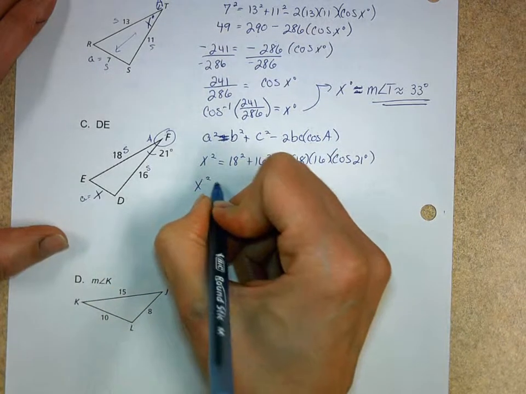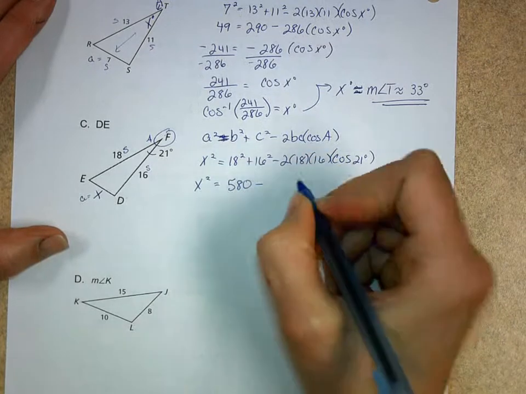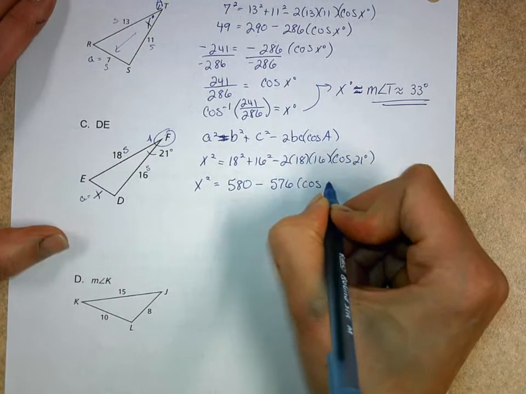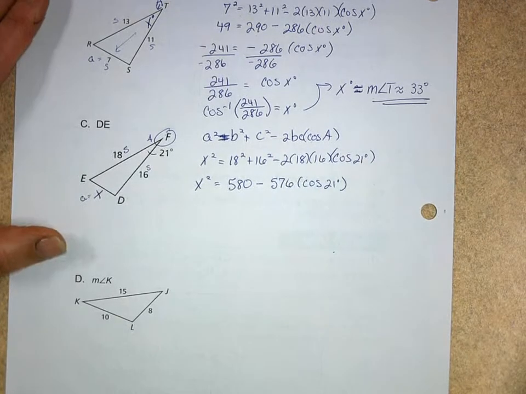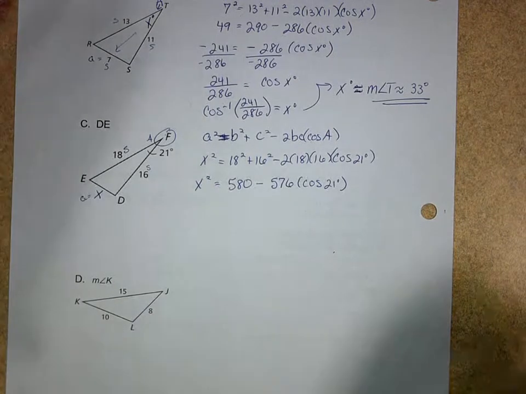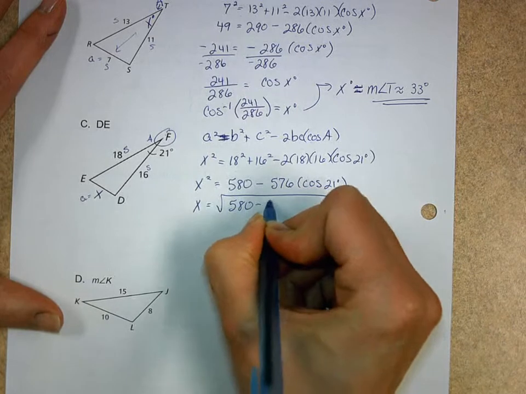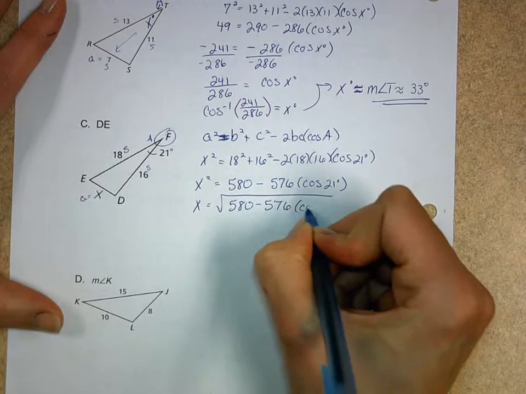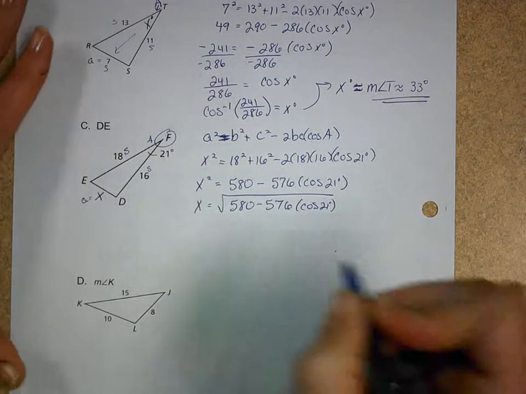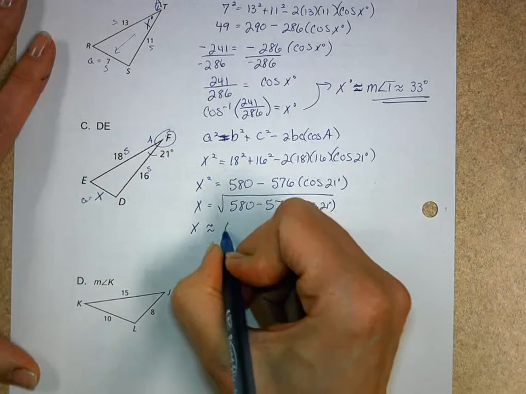Now again, we're going to add and combine our like things. So we get this to be 580 minus 576 times the cosine of 21 degrees. Now, what do I have to do to get x by itself? Take the square root of both sides. When you do that, and you punch it into your calculator, you should get that x is approximately 6.5.